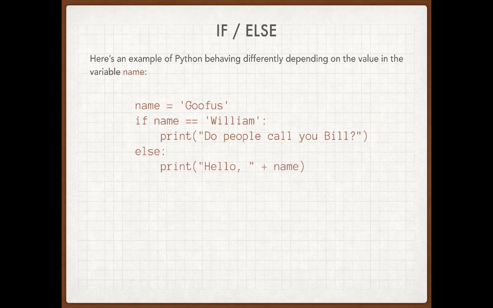So here's an example of Python behaving differently depending on what the name is in that variable. Here I've created a variable called name. I just put Goofus into the string, and I'm testing. So I'm asking, does the value in the variable name have the same value as the string called William? If that's true, then I will print to the screen, do people call you Bill? We can see here that is not true. So if I execute this code, Python will skip that first block and go to the second block and say hello and then concatenate the name on the end, which is Goofus. So it will say hello, Goofus.